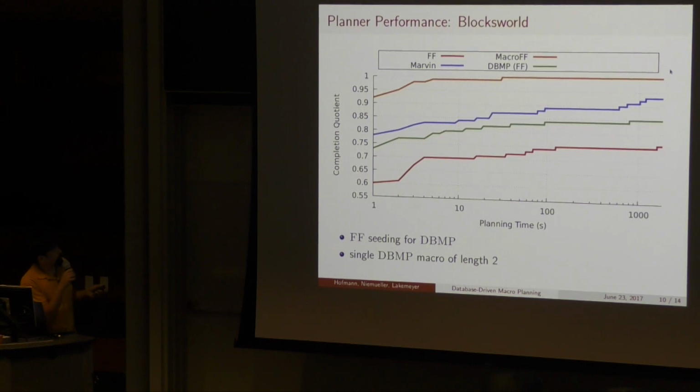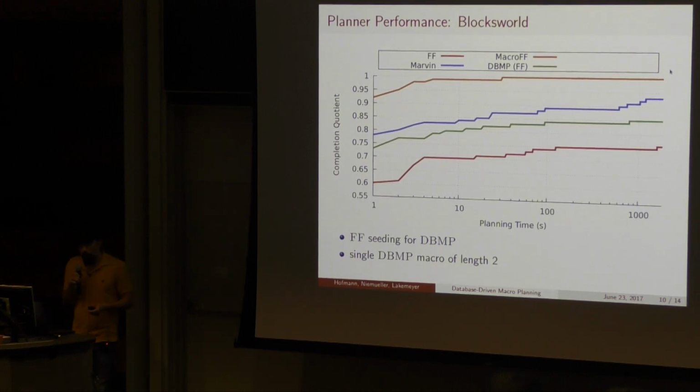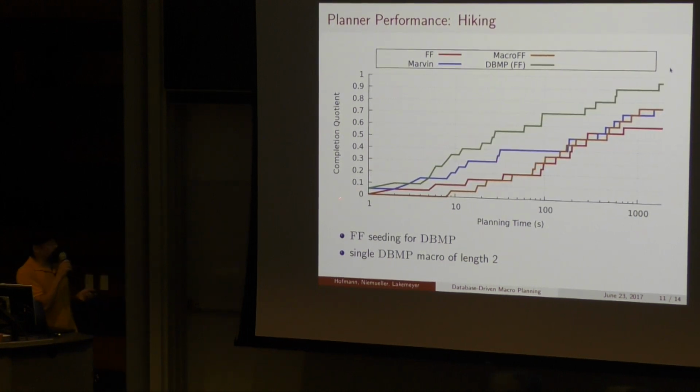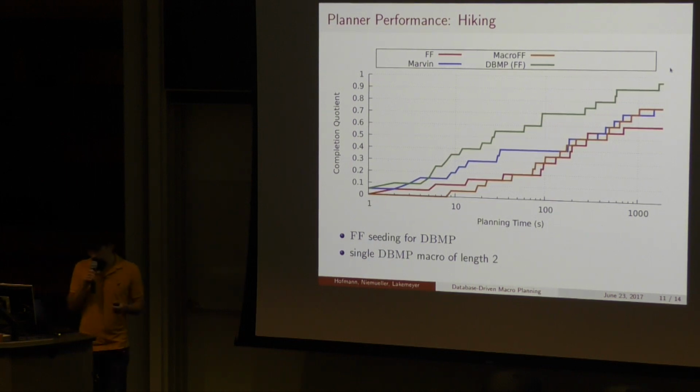Marvin still performed better than DBMP, but we have at least better results than fast forward. So here the other two approaches are actually an advantage. Coming to the next domain, hiking, we can see that our approach, DBMP, performs the best, starting from giving 4 seconds of planning time, and it can solve the most problems. So it can actually solve 95% of the problems in the given time limit of 30 minutes.